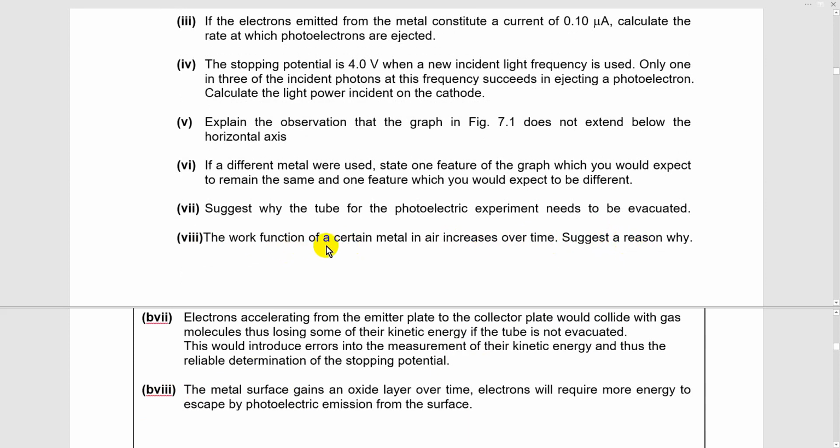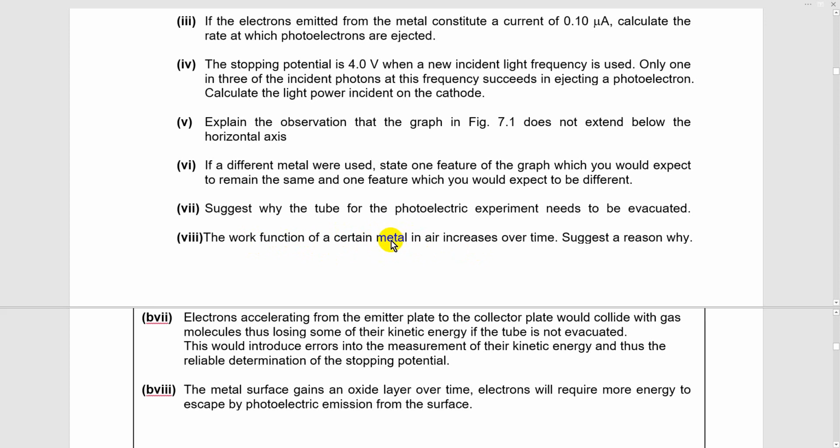So they say that over time the work function of a certain metal will increase. Notice that it's in air. We know that in the photoelectric effect experiment they always talk about a clean metal surface. So it's important that the metal is clean, so that there are no other factors affecting the photoelectric effect. So what happens if the metal is not clean? That's what we can think about: probably the work function of the metal changes.